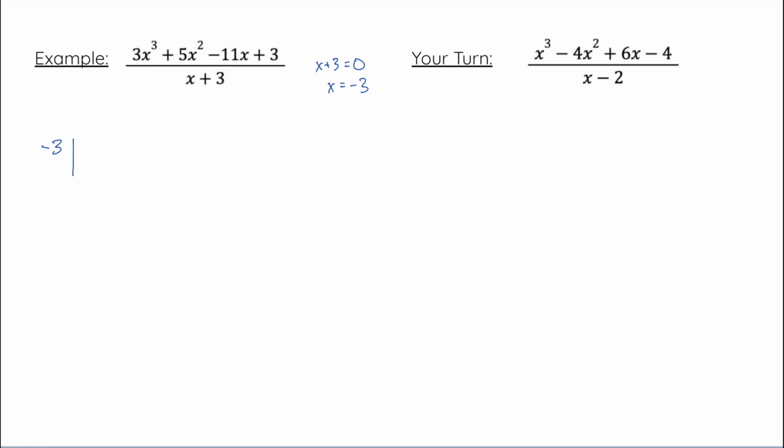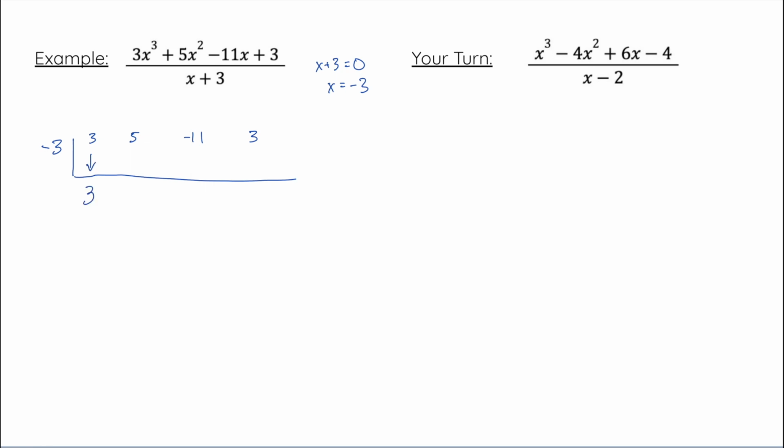Then we draw sort of an upside down division symbol like this. And then we list just the coefficients of these terms. So we write the 3, 5, negative 11, and the 3. We don't include the x squared or x cubed or anything like that. Then our first step is we bring down this 3 and we write it here.